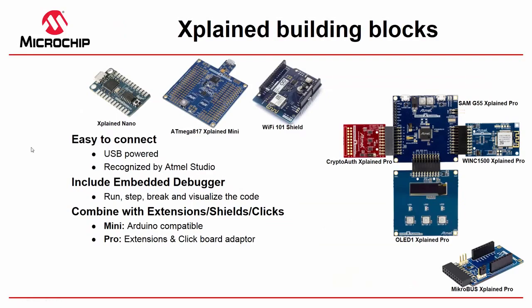So in the Xplained platform, all of these kits are USB powered and recognized by Studio. In addition, they also all include embedded debuggers to run, step, break, and visualize the code. The kits as well tend to be modular building blocks which combine with extension shields and clicks. The Mini is Arduino compatible, while the Pro supports extension and click board adapters.